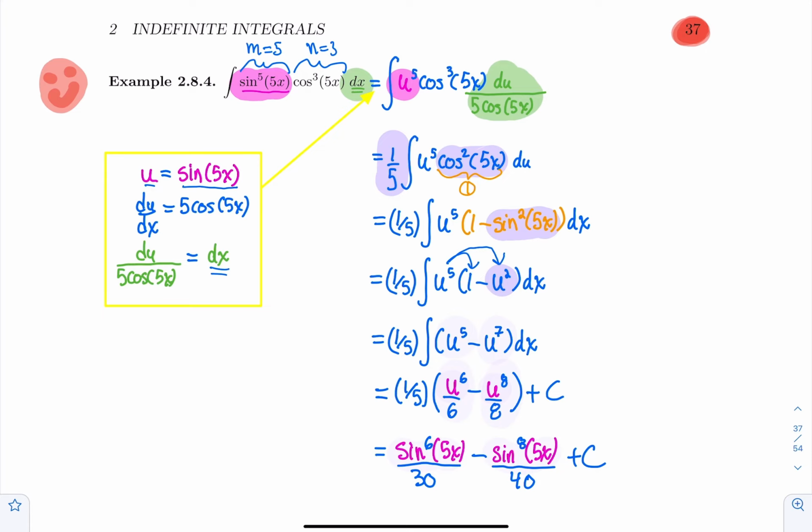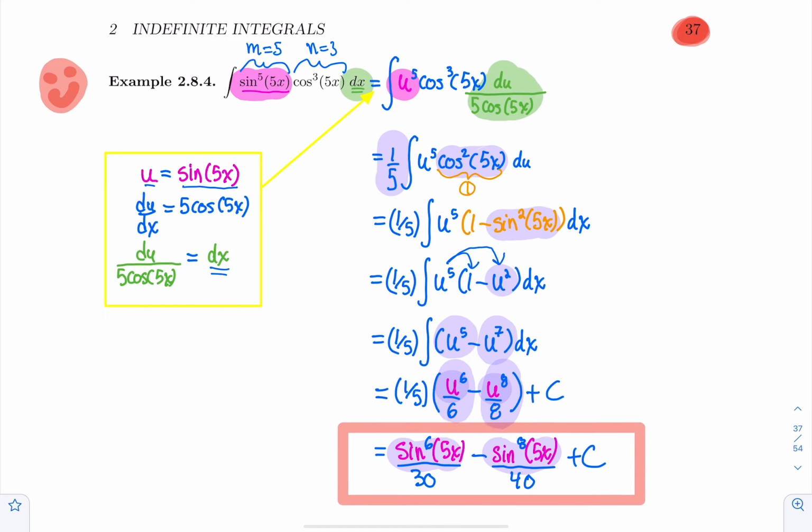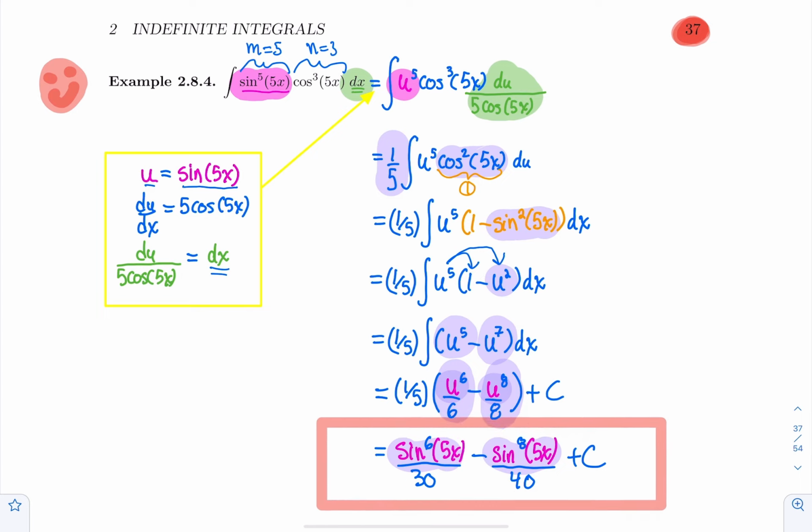u to the fifth goes to u to the sixth over 6, and u to the seventh goes to u to the eighth over 8, where, of course, u is going to be replaced by sine. So you're going to get 1/5 times sine to the sixth over 6 minus sine to the eighth of 5x over 8. And if you multiply the 1 over 5, if you really are in the mood, your final answer can be simplified to sine to the sixth of 5x over 30 minus sine to the eighth of 5x over 40 plus c.